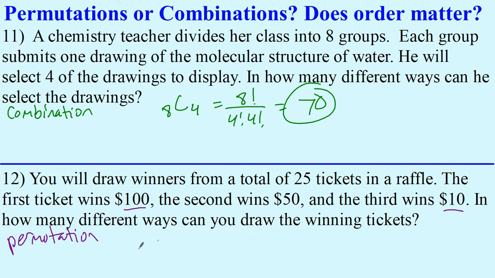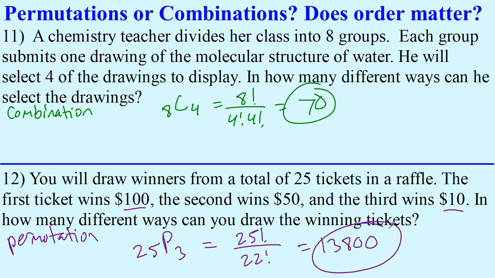So here, order matters. So this is, let's see, 25, and we're picking 3 of them. So 25 factorial over (25 minus 3) factorial, so 22 factorial. So that's just 25, 24, 23. So this would be 13,800.